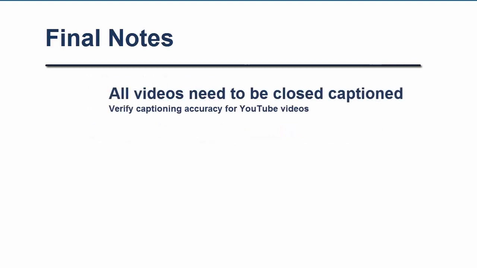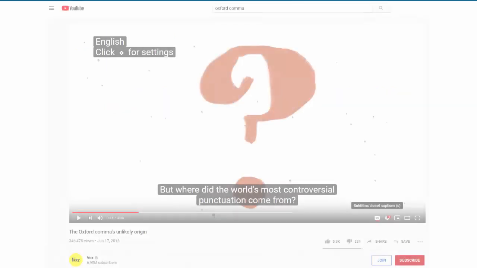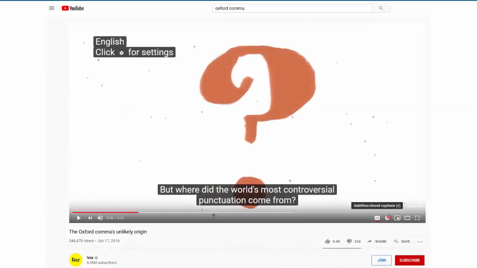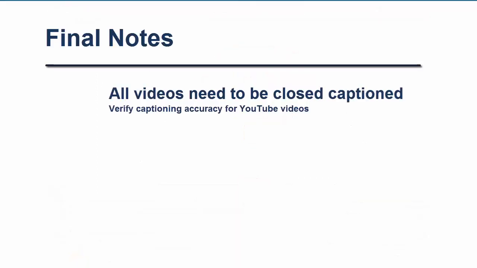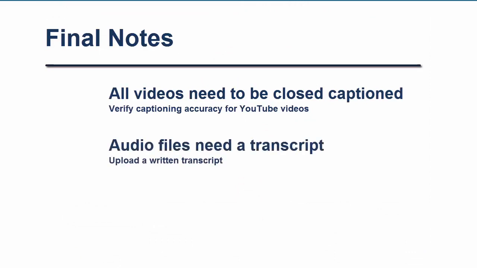Some final notes on accessibility for instructional content. Any video you use needs to be correctly closed captioned. If you use YouTube videos, watch the video with the captioning on to make sure it is correct. The auto-generated captions often have mistakes and need to be checked. Look for another video if the captioning is not accurate. A transcript should be posted for any audio used, such as a podcast.